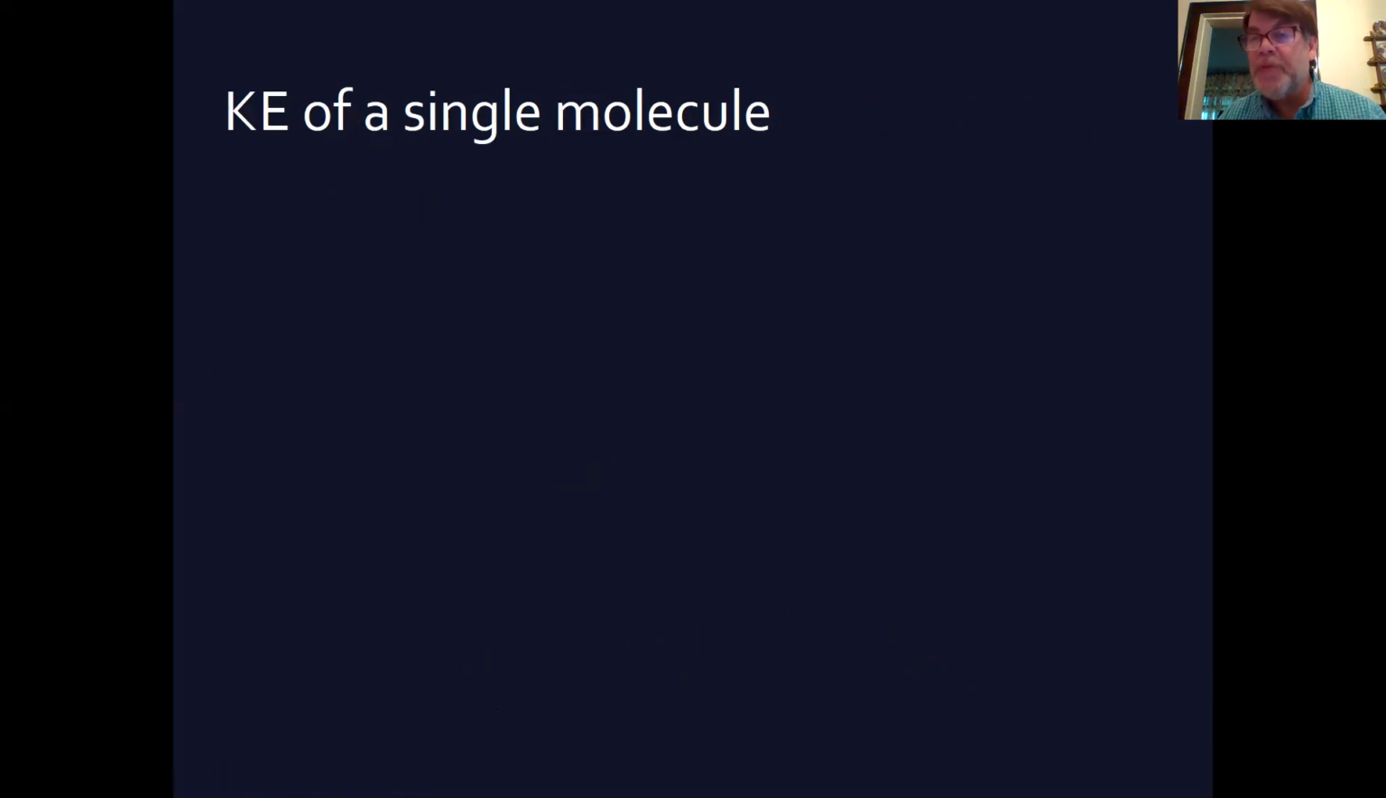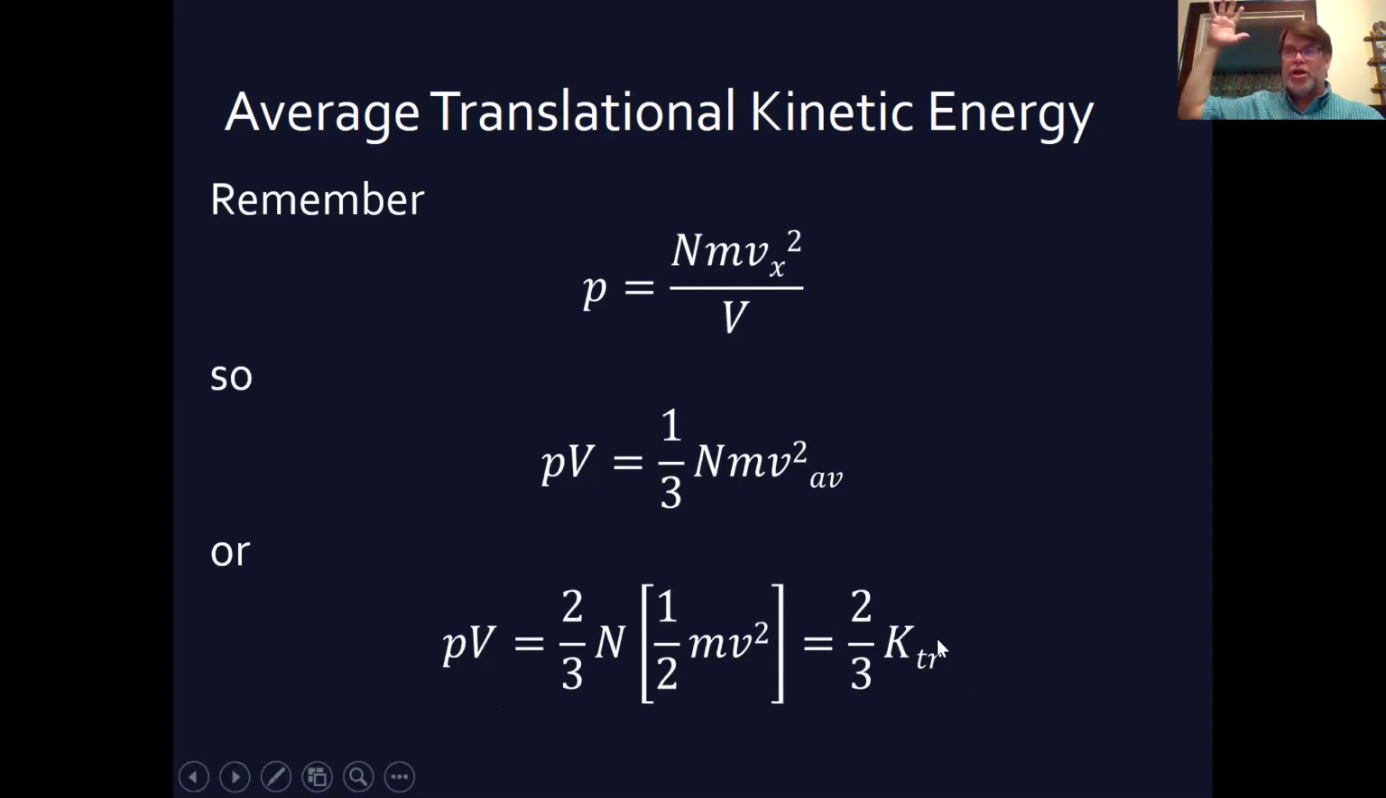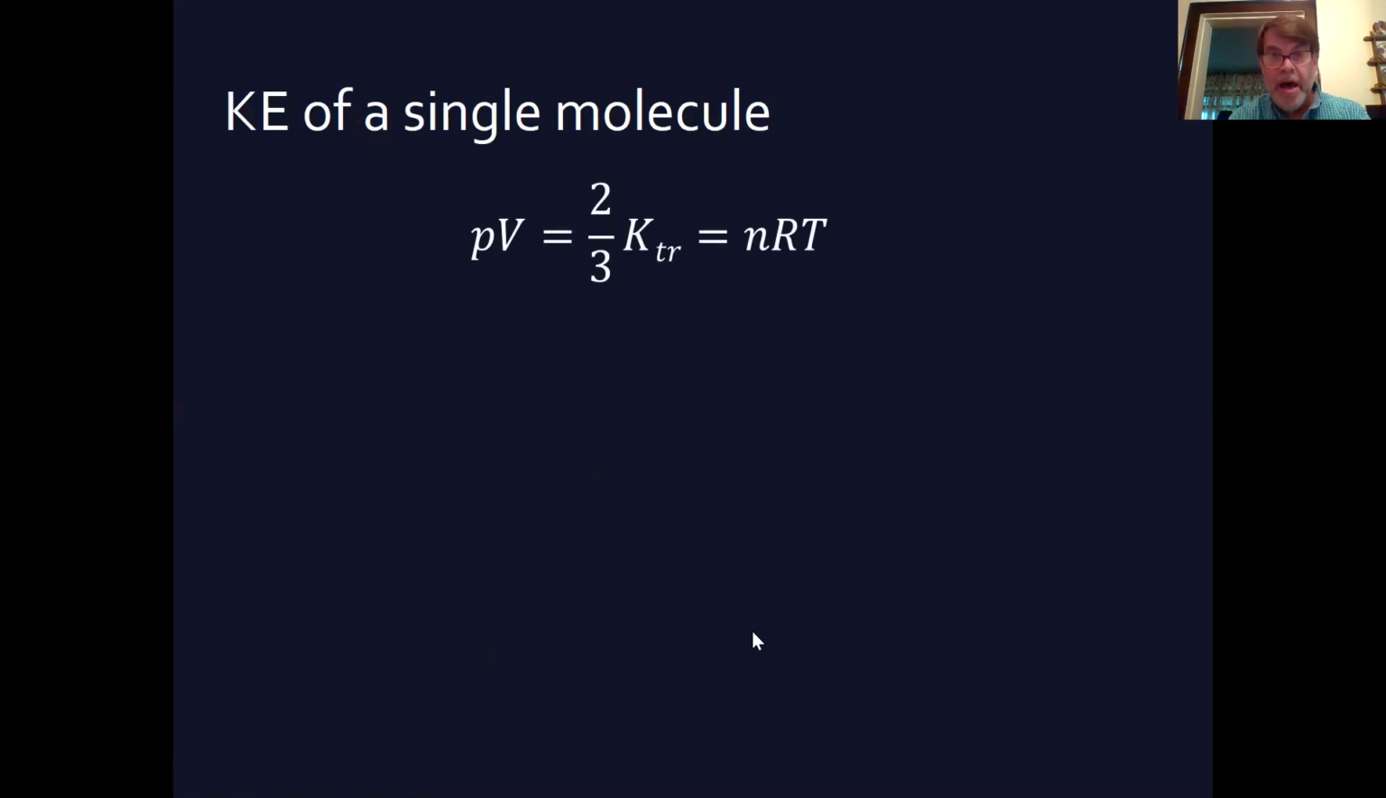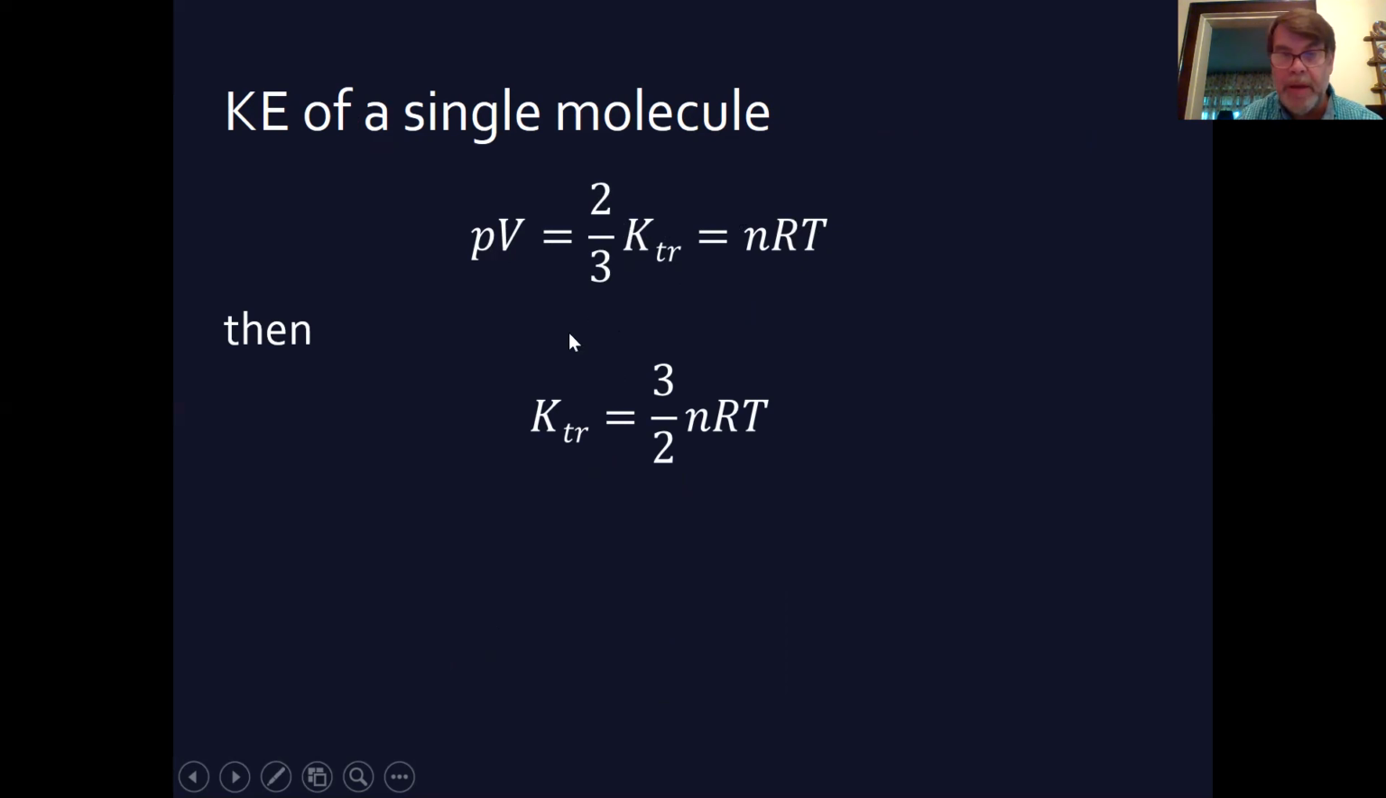Okay, so let's see if we can find the kinetic energy for a single molecule, because remember, this is the total translational kinetic energy of all of the molecules. So what am I going to do? Well, I remember that PV equals nRT, and I now know that PV equals 2/3 times the total translational kinetic energy. Now I'm going to do a little more voodoo. I'm going to take the 2/3 and transfer it to this side by multiplying both sides by 3/2. The 3's cancel out, the 2's cancel out, and so that goes away. But then I have 3/2 on this side, so total translational kinetic energy equals 3/2 nRT.